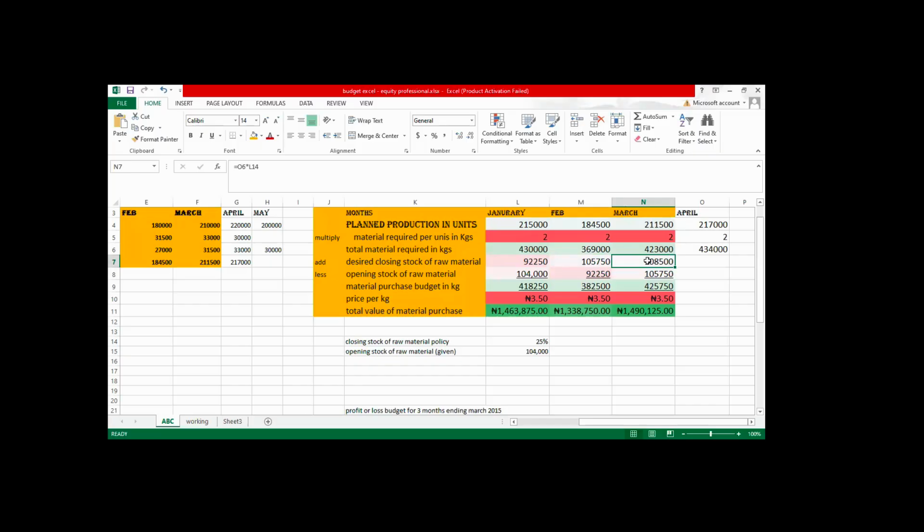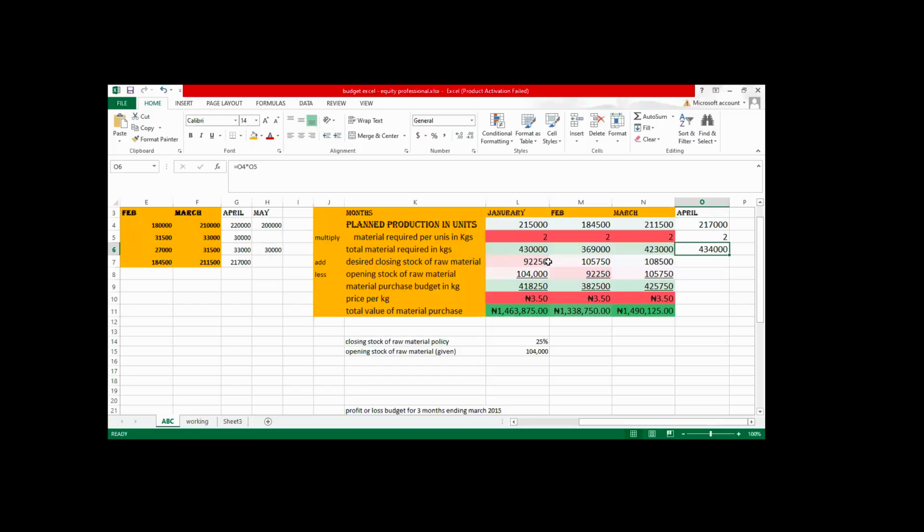If I want to get for March, closing stock of raw material, I will now go and check the following month after March. That will take me to April. The total production requirement is 434,000. I will now compute 25% of it. 108,500. You have gotten your closing stock.